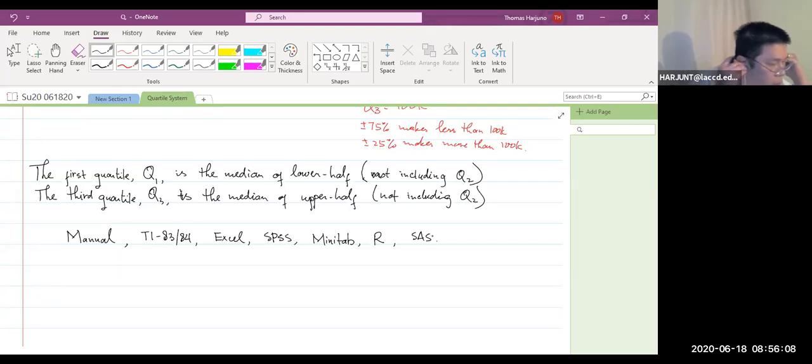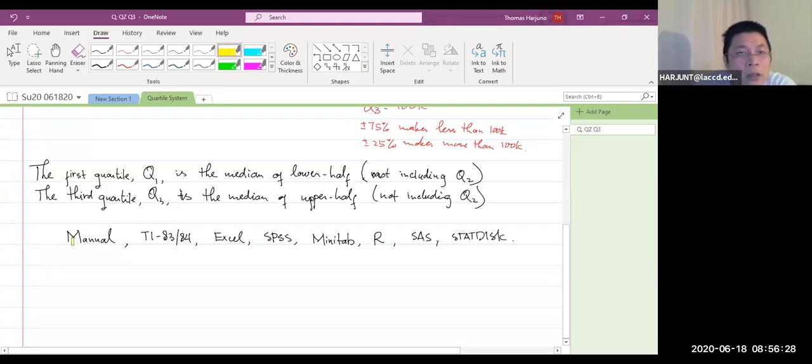And then another one called StatDis. Now, the thing is this. If you use the same data for all these 7 methods, then the manual method, TI-83/84 method, and SAS method, the software, and StatDis will give you the same result. Excel may give you a different result. Minitab and SPSS may give you different results.